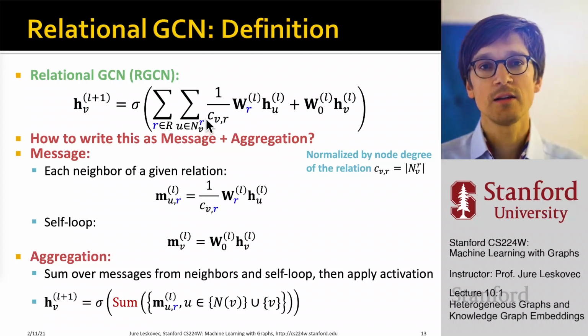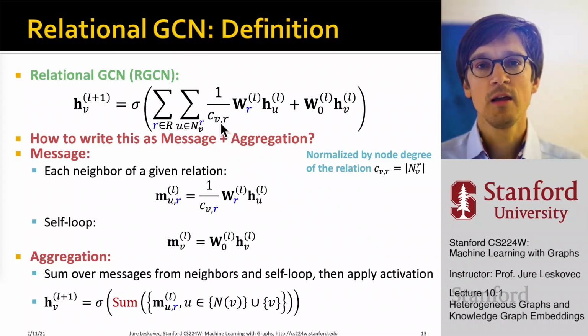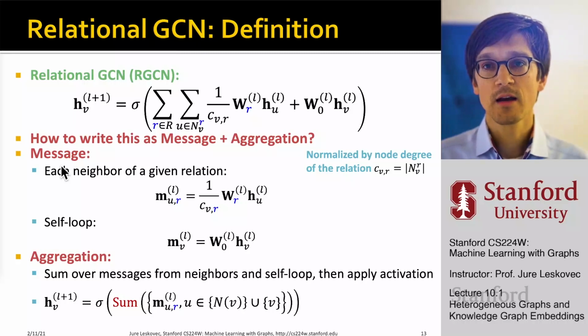So another thing I did not explain is what this C sub VR is. This is simply a normalized node in-degree with respect to that relation. So it's basically the number of incoming relations of a given type R to the node V. This is still a graph neural network.